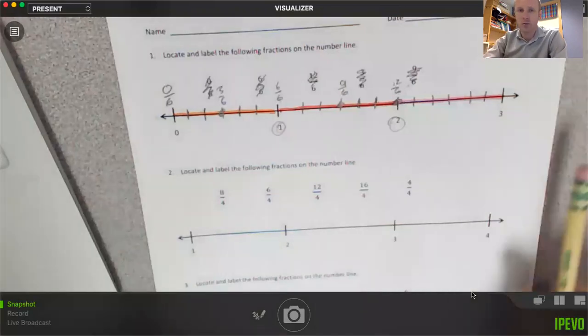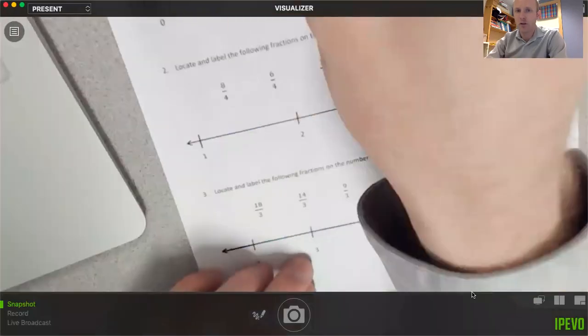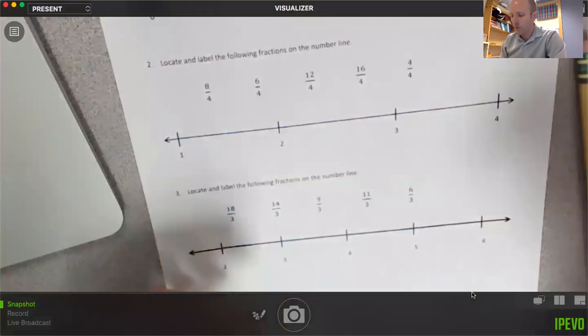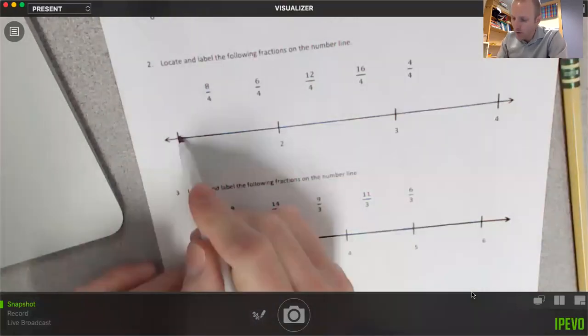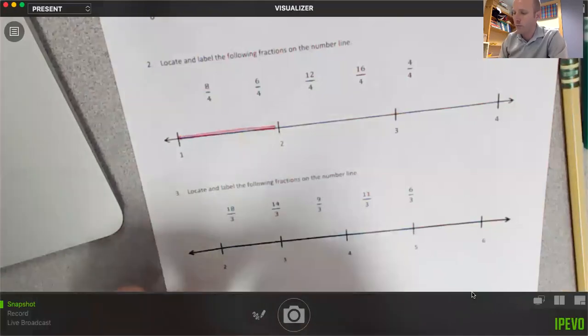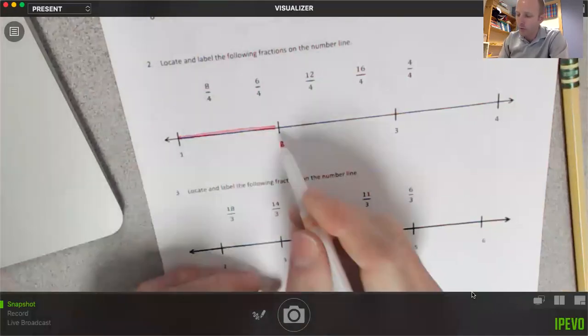Let's take a look at the next one, which is working in fourths. Again, we have 3 holes here. So we'll shade those in or label them with different colors, mark them with different colors rather.